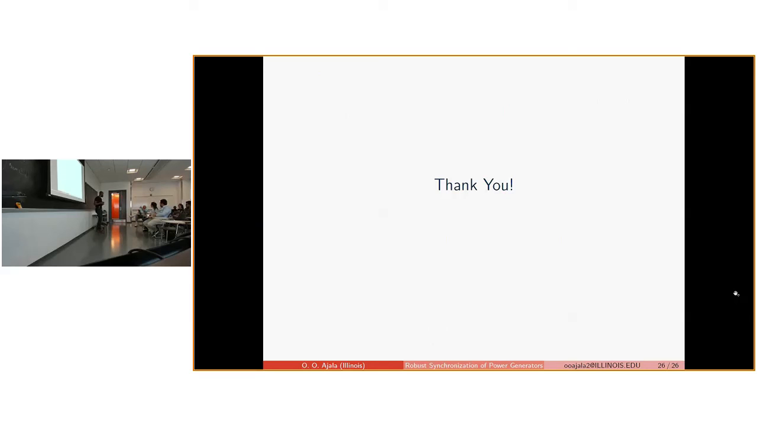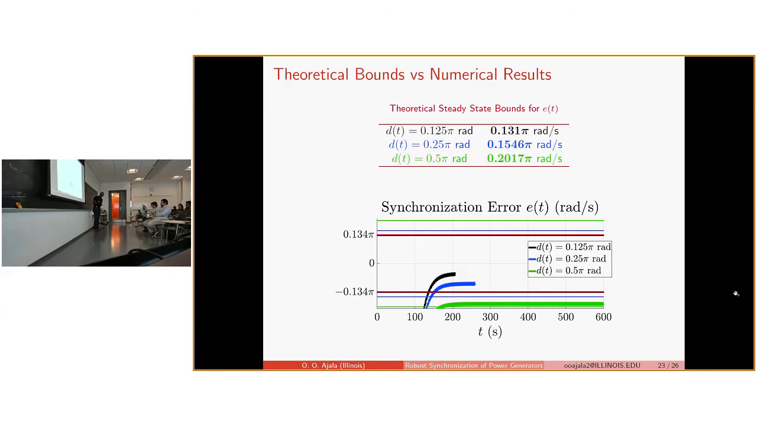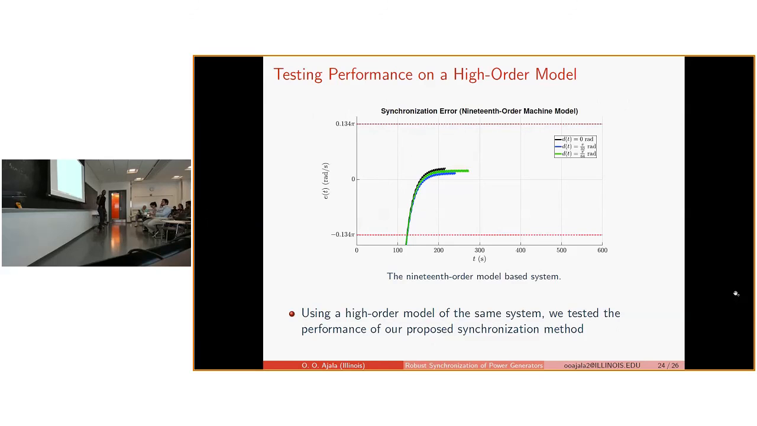What was the time scale on that curve? This one? Oh yeah, seconds. Seconds? Yes. So it takes a long time. Yes, because the generator that we're trying to synchronize starts at 0 speed. So we started it from ground, from 0. That's why you see this rising up. So it goes all the way from 0. Okay.